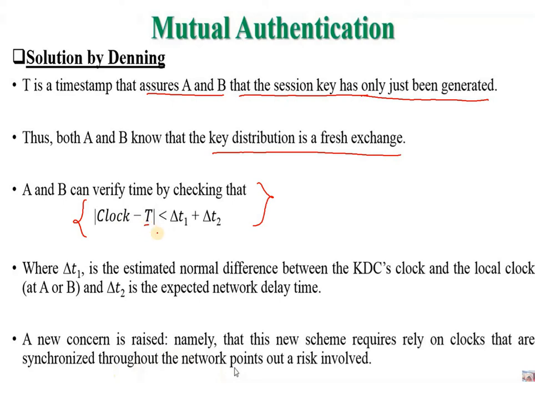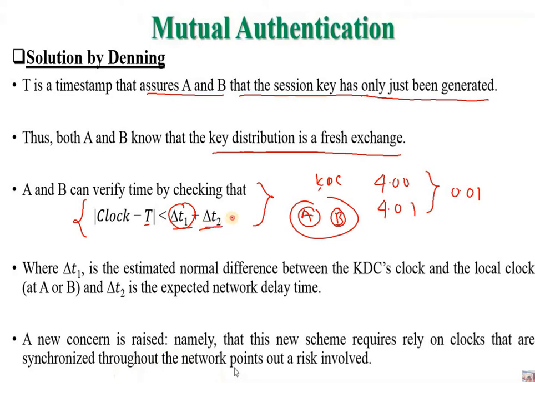Clock minus T is less than delta T1 plus delta T2, where delta T1 is the estimated normal difference between the KDC clock and the local clock. KDC has its clock and local means the user's clock. A and B are the users, so each user will have its local clock and the KDC will have its clock. Suppose the KDC shares the session key at 4 p.m. and for A it reaches at 4.01 p.m. So what is the difference here? The normal difference is 0.01.